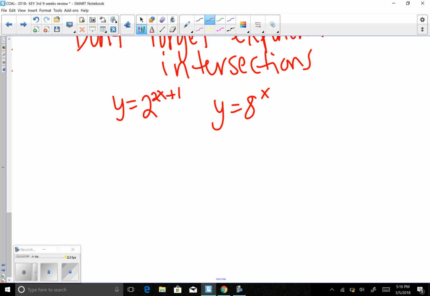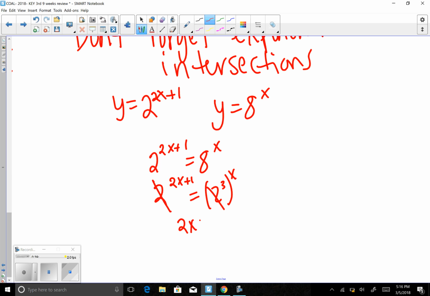We would drop the y's. We would take 2 to the 2x plus 1 and set it equal to 8 to the x power. That looks like those exponential equations that we've solved before. You remember you could do 2 to the 2x plus 1 equals 8 is 2 to the 3rd, to the x power. Drop the bases. 2x plus 1 equals 3 times x, which is 3x. Subtract 2x and you would get 1 equals x.